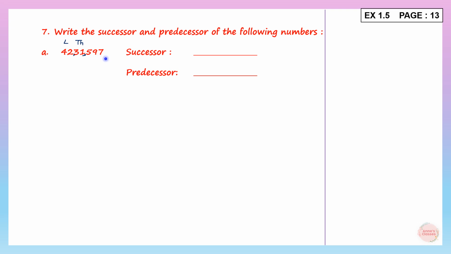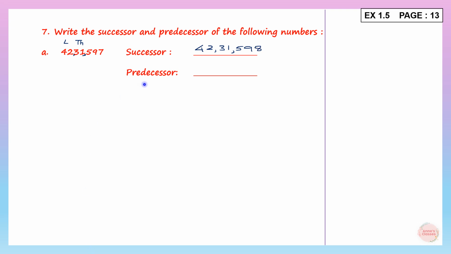98. So without even adding, if you can think and see, you can do it. So after 97, you get 98. So we can write this number 42 lakh 31,598. So we've written the one number next to it.